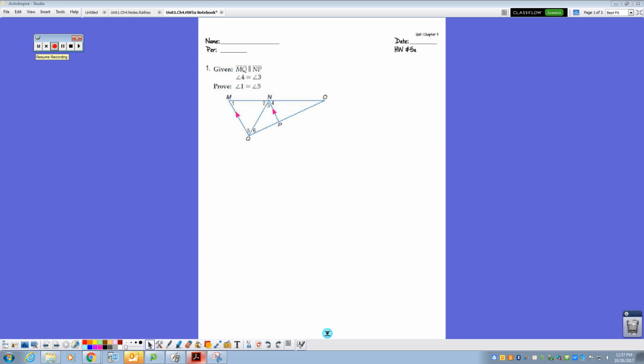All right, let's check out this homework. So we are given that line MQ is parallel to the line NP. I like to highlight those. They are marked as parallel, but I'm going to highlight them anyway. Again, I like to extend them.